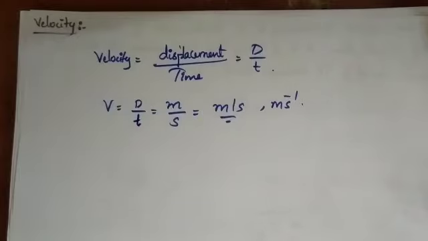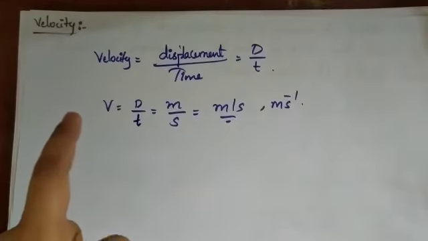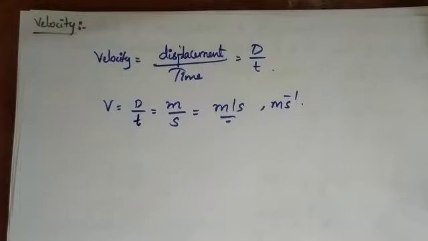The only change here is that velocity depends upon the displacement, and displacement depends upon the direction in which the object has traveled. So if the displacement depends upon the direction, the velocity also depends upon the direction. In the answer you will show both things: how much displacement was traveled and in which direction the object has traveled. Both we define in terms of velocity.